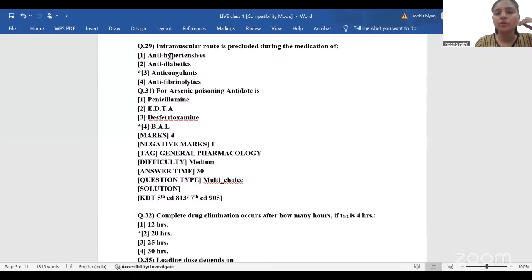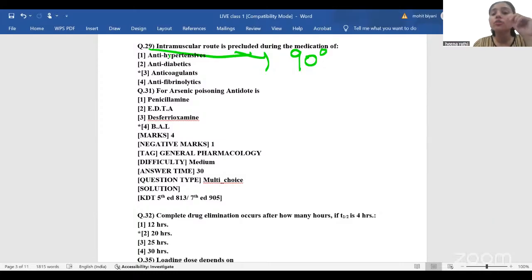Okay. Next question: the intramuscular route is precluded during the medication of which drug? There are several routes, as we know, for drug administration. It can be intravenous, intramuscular, intradermal. There are several parenteral routes, out of which the intramuscular route is one in which we give the drug into the muscles. It can be deltoid muscles, it can be gluteus maximus muscles, and it is given at a 90-degree angle. The position of the needle should be 90-degree.